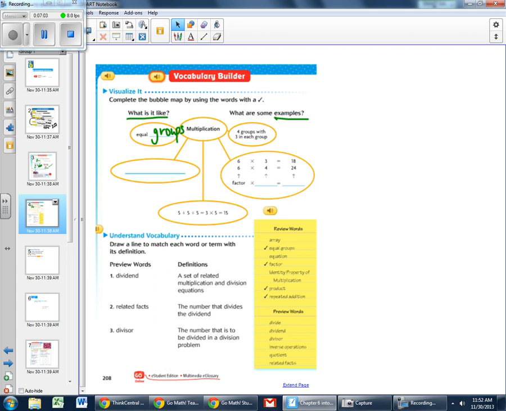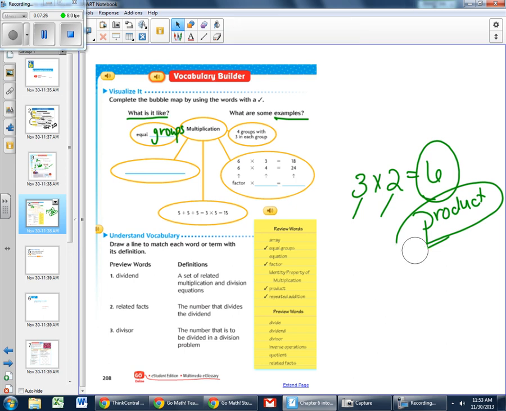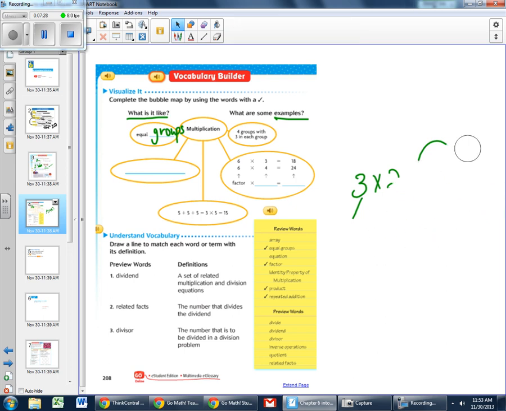A product. The product is the answer to a multiplication problem. So again, I'm using 3 times 2 again. Remember, these two are factors. This one is your product. Your answer is your product. Okay? Kind of think about if you're making something, then your end result is a product when you're making something. Your end result in a multiplication problem is also a product. Okay? You come up with something.